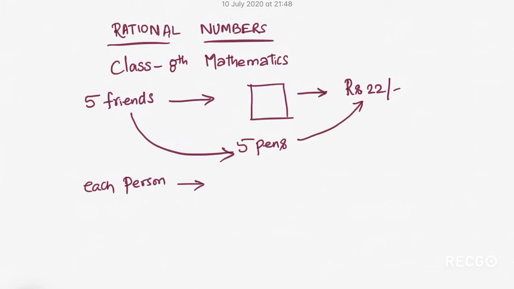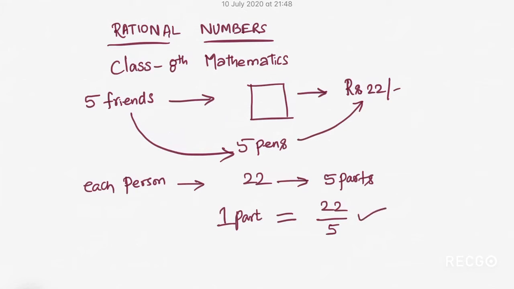Therefore, they should divide 22 rupees into 5 parts. Therefore, each part is equal to 22 by 5 rupees. And this 22 by 5 is a rational number. Now you can understand what a rational number is.